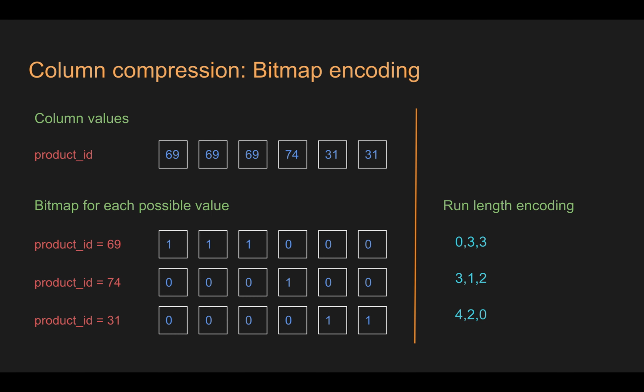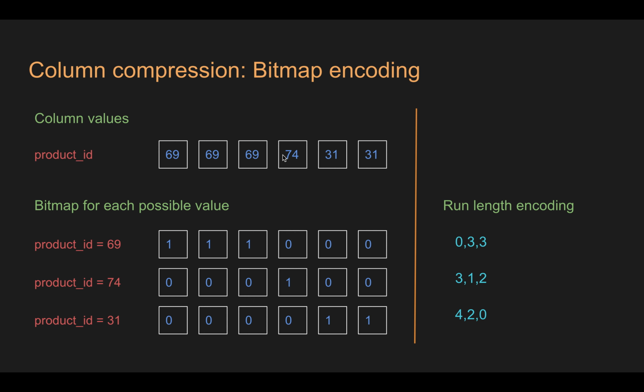One compression technique that is particularly effective in data warehouses is bitmap encoding. For the product ID column in the sales table from the last slide, we have these values for each row. The first 3 values are 69, then we have 74, and then we have 31s. We can see that there are only 3 unique values in this column.